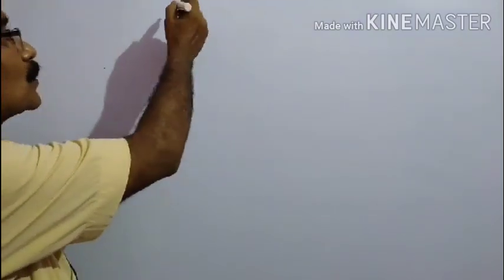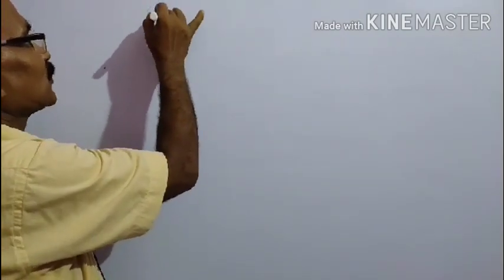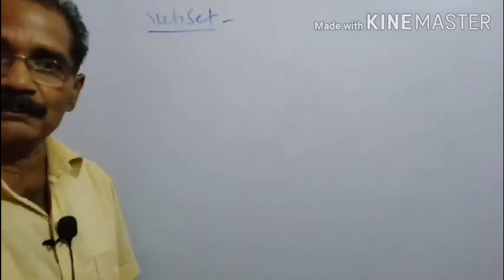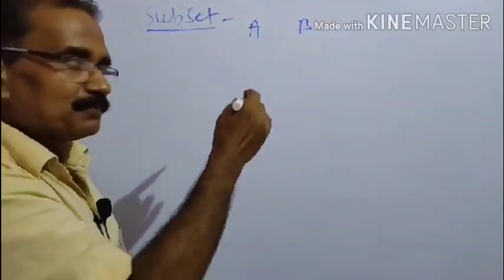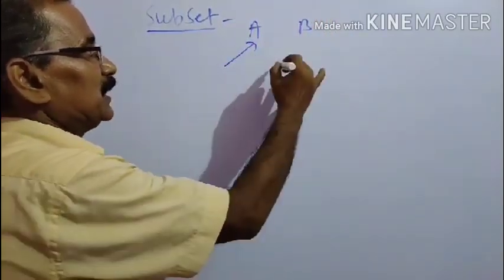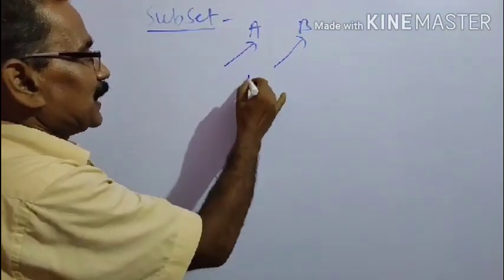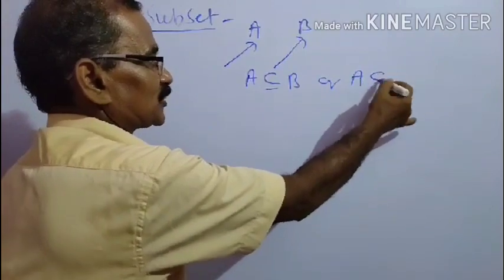First, subset. Students, if A and B are two sets and every element of A is an element of B, then we can say that A is a subset of B.